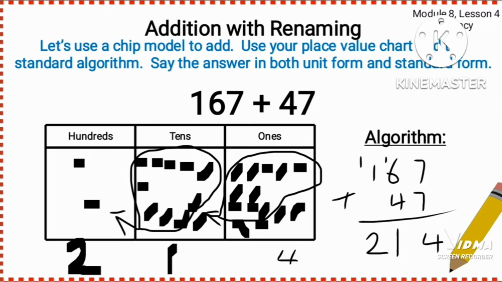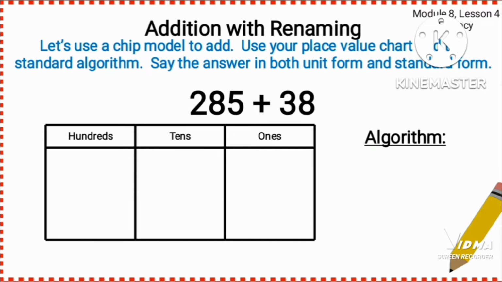In the ones place, I have 14 ones. That means I can compose a 10 and write down the 4. Now if you check the tens, I now have 11 tens. That means I can compose a higher number, 100, and write down 1. So my answer is 214. If you check the vertical method, is there something? 214.